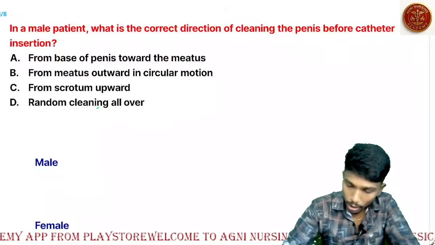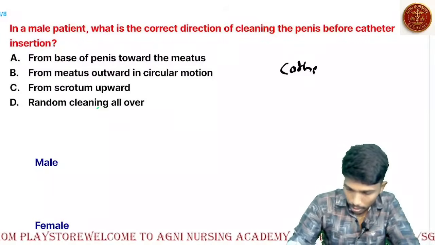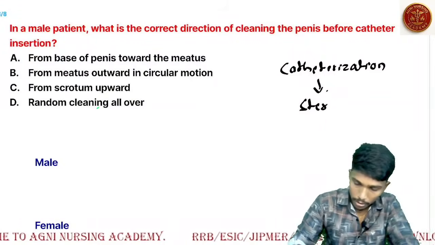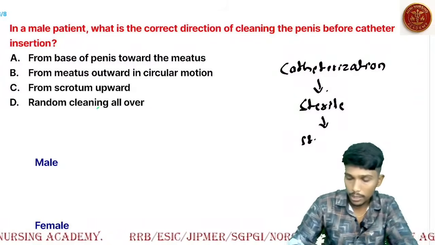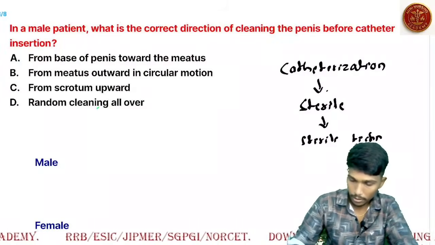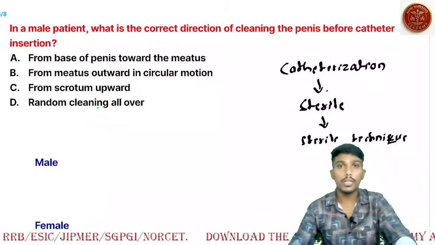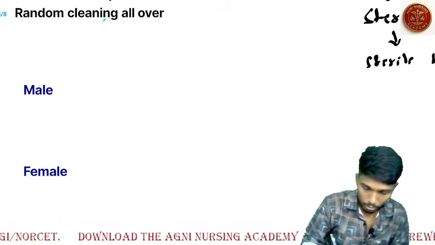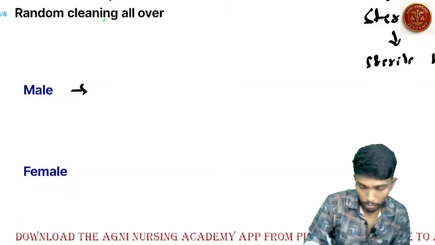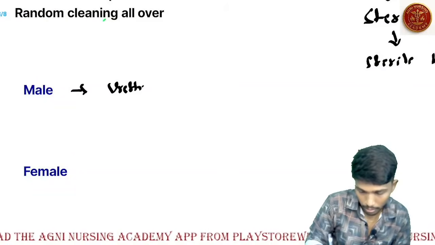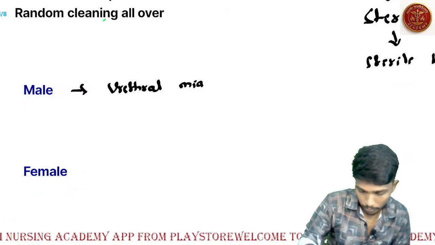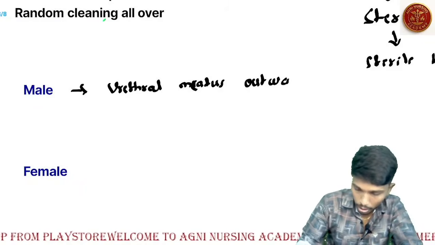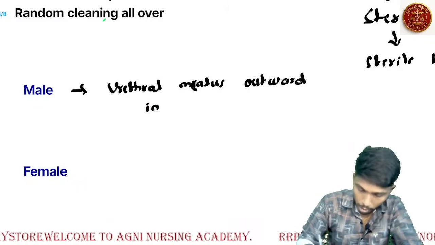First of all, you have to know about catheterization. Catheterization is a sterile procedure, and we have to maintain the sterile technique. So how to clean the site? For a male patient, we have to clean from the urethral meatus outward in a circular motion.